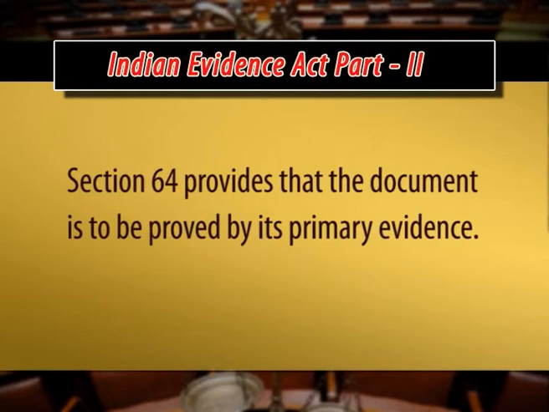Section 64 provides that the document is to be proved by its primary evidence, except in the cases provided in Section 65. Firstly, when the original is shown or appears to be in the possession or power of the person against whom the document is sought to be proved, the adversary party, or of any person out of reach of or not subjected to the process of the court, or of any person legally bound to produce it, and he does not produce it despite due notice under Section 66.